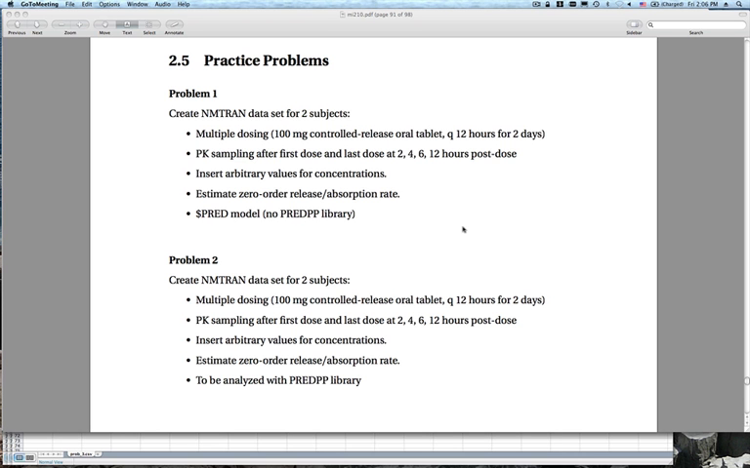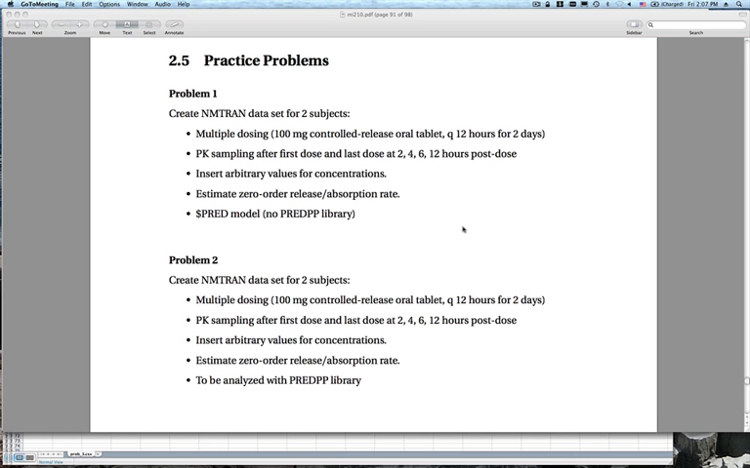The reason I said that is because this is a pharmacokinetic study with multiple dosing. And usually if we're going to have that scenario, we're going to use a PredPP model library and not a $pred model. But I did create one here just to show you what that would look like. So multiple dosing, 100 milligrams, controlled release oral tablet every 12 hours. PK sampling after the first and last dose.